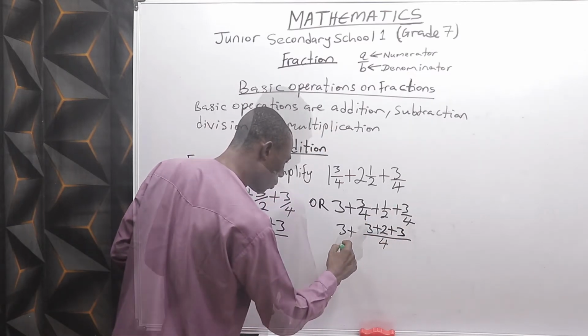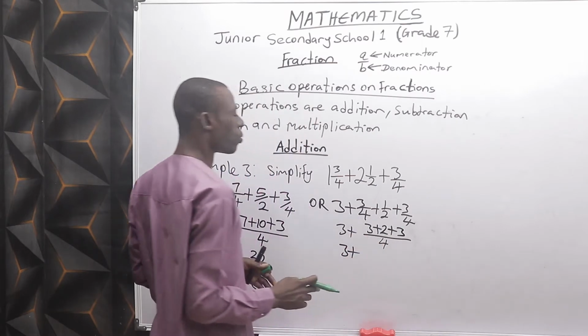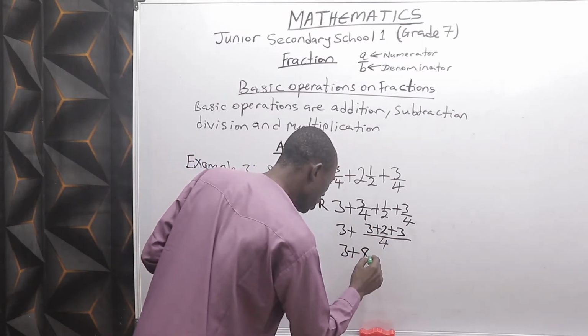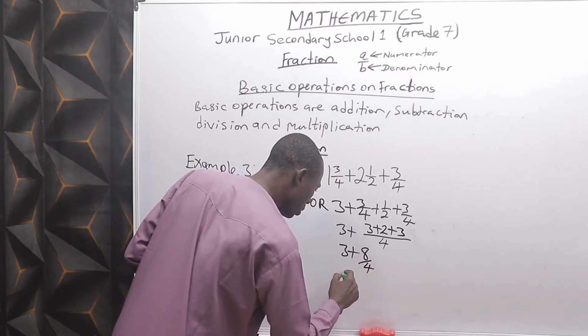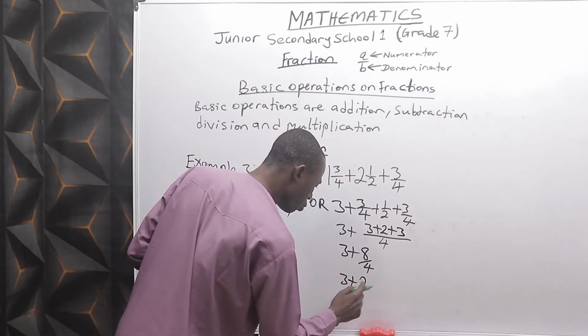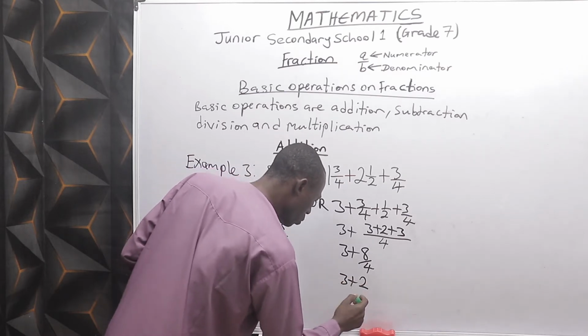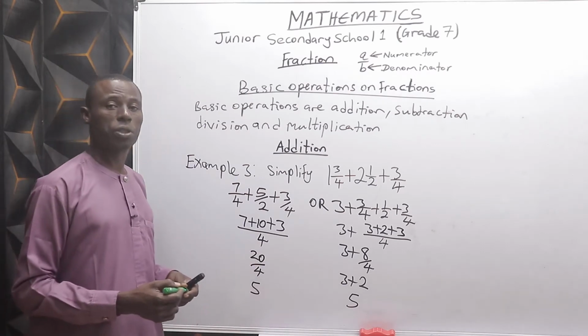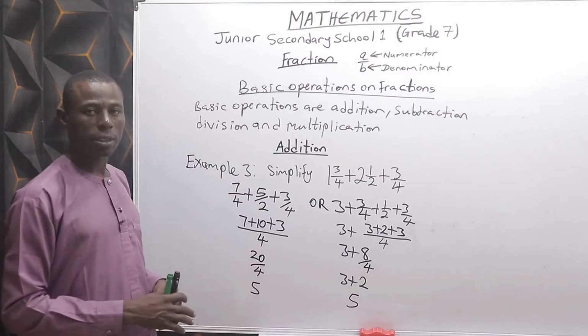So we have 3 plus 2 is 5. 5 plus 3 is 8. 8 over 4. This is 3 plus 8 divided by 4 is 2. 3 plus 2 is 5. So those are the two possible approaches to this example 3.